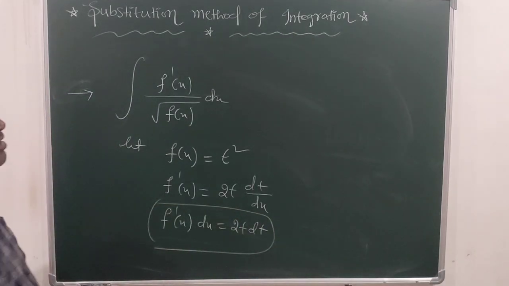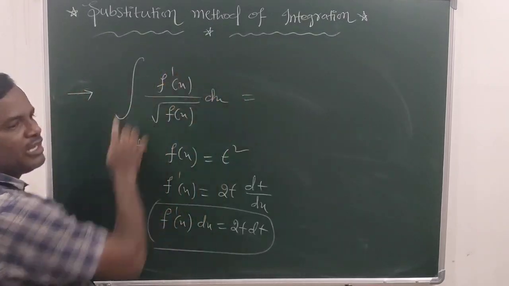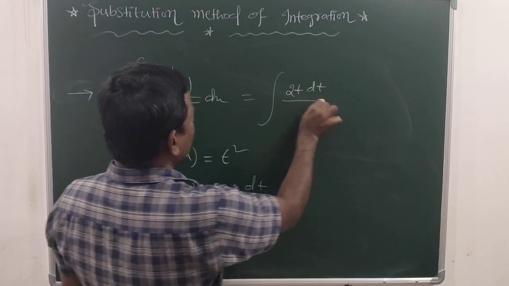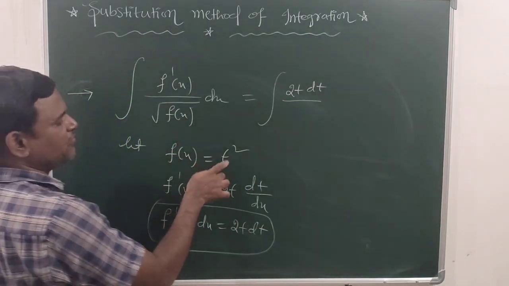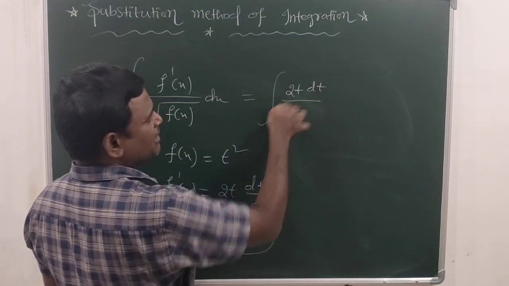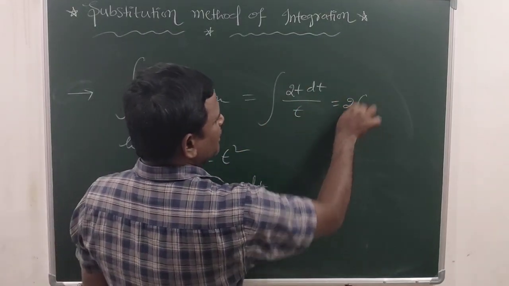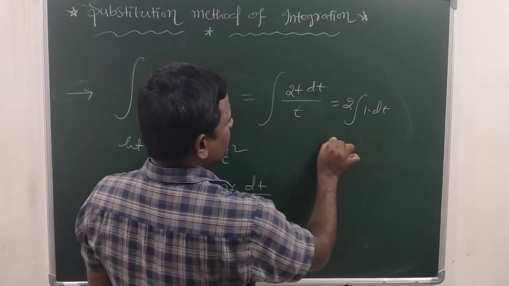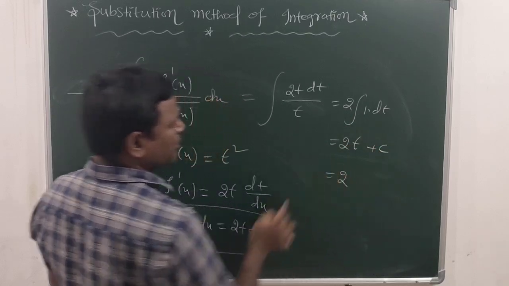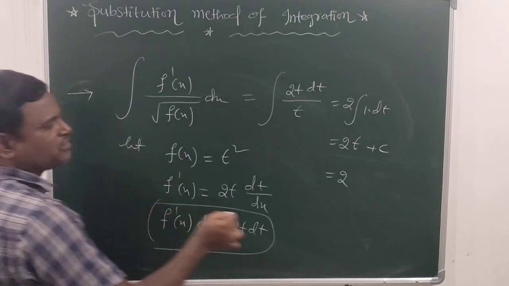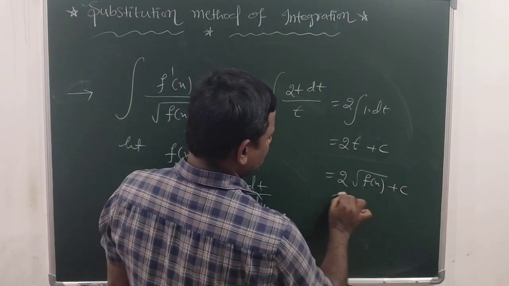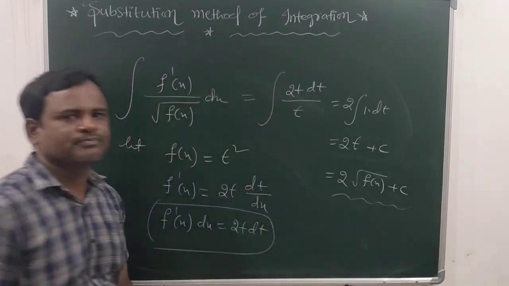Okay students, now go to the numerator. In place of this, what do you have to write? 2t dt by root of f of x, whose value is t square. So the square root cancels, t you will get, t and t cancel. Write 2 outside, 1 into dt. Now the integral of 1 is t plus c. Now 2 into t. Transfer the square to the left side so that you will get 2 into root f of x plus c. This is your required result.